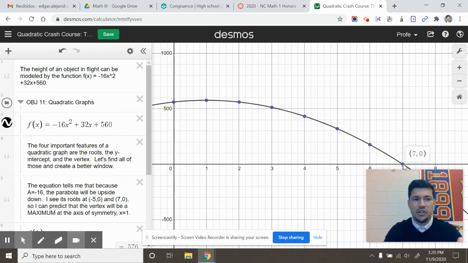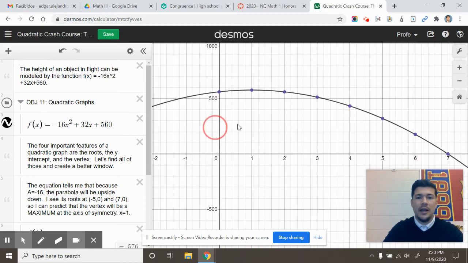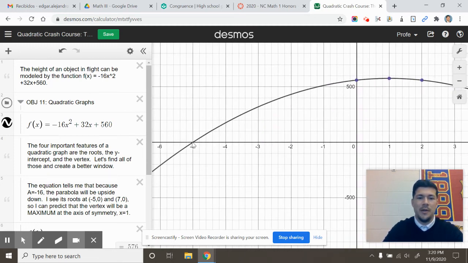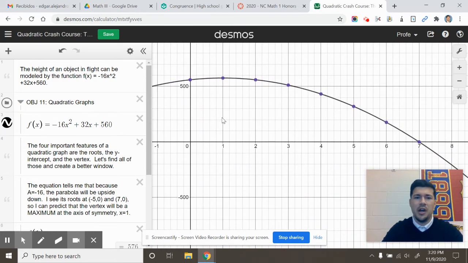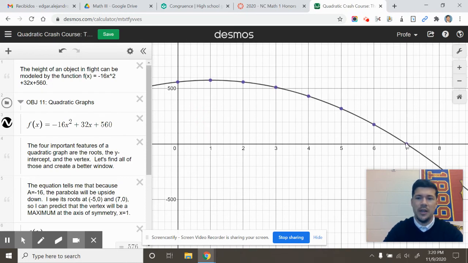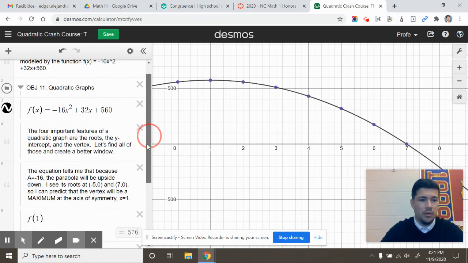And if I look at this graph, now that I've adjusted the window, I should know that this root, this x-intercept is when the object hits the ground because the height is now 0. So 7 seconds, 0 feet up in the air versus, let's say at 1 second, it was 576 feet up in the air. My y-intercept, 0, 560. I can actually go back here to find my other x-intercept, negative 5, 0. So at negative 5 seconds, it's 0 feet in the air. That doesn't make any sense. The context actually starts with a domain of 0, ends with a domain of 7. And that is basically the features of the graph that we need to be knowledgeable of.